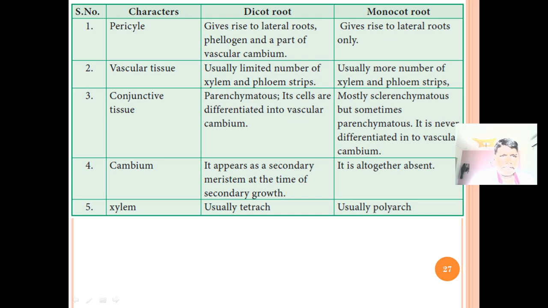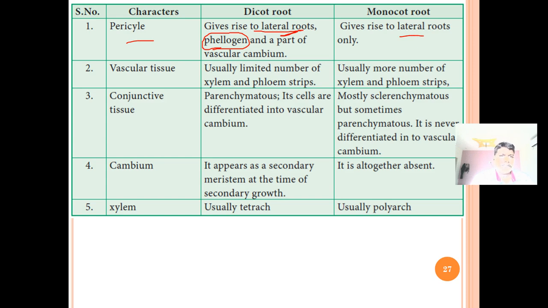Then if you take a dicot root and monocot root, there are some other differences we have to note. One is the pericycle, which gives lateral roots. From this only the lateral roots will be developed. Apart from that, sometimes phellogen also will be developed from the pericycle. In monocot root it is absent.